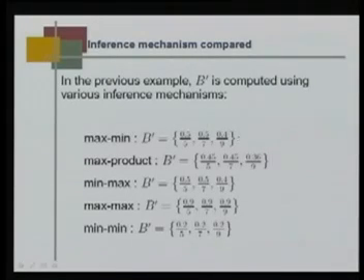So, there are other mechanisms also we discussed. For the same example, if you use max-min, you get B dash, max-product you get another B dash, min-max you get another. So, you see that min-max and max-min are the same for this example. Max-max, you see that all the fuzzy memberships are the maximum values, and min-min, they are the minimum values here. Okay. So, now the question is, what is approximate reasoning?